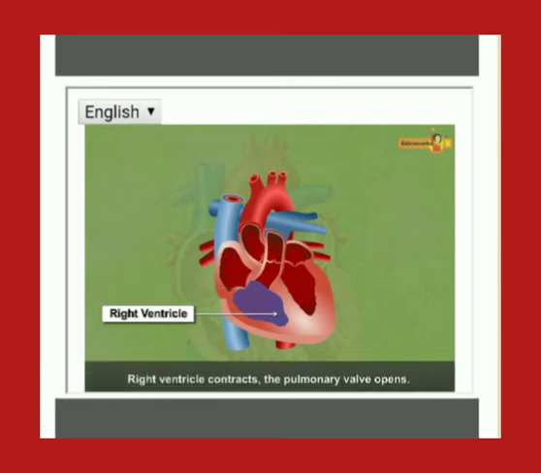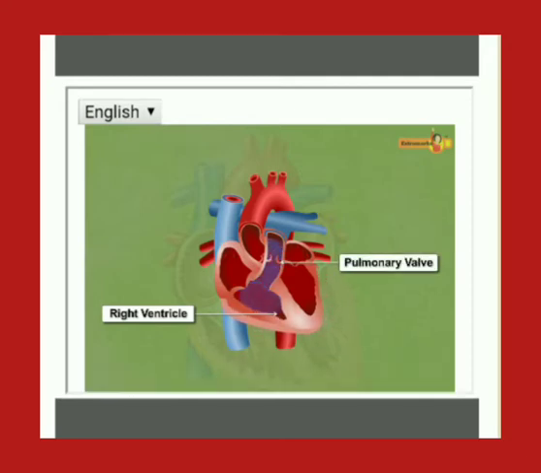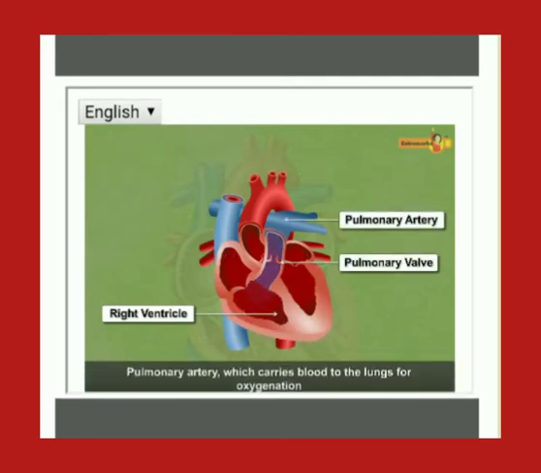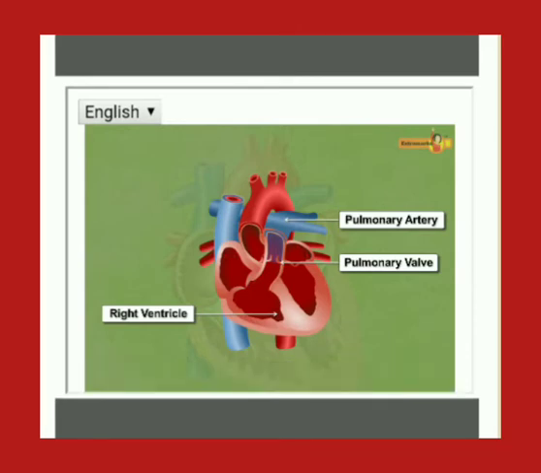Now as the right ventricle contracts, the pulmonary valve opens and blood is pumped into the pulmonary artery, which carries blood to the lungs for oxygenation. The pulmonary valve closes to prevent blood from flowing back into the ventricles, while pumping the blood into the pulmonary artery.